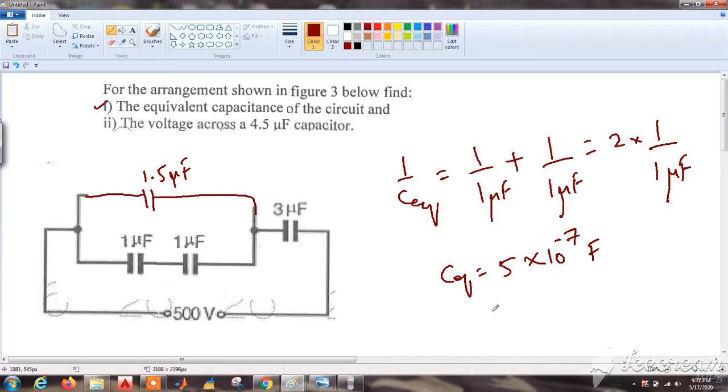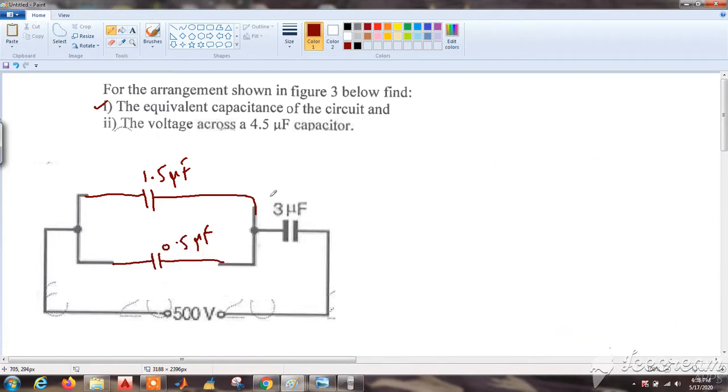Or else we can convert 0.5 into 10 power minus 6 farad, that is 0.5 microfarad, because 10 power minus 6 is micro. Now let's replace this also with 0.5 microfarad. Now we see that the 1.5 microfarad capacitor and the 0.5 microfarad capacitor are both in parallel.